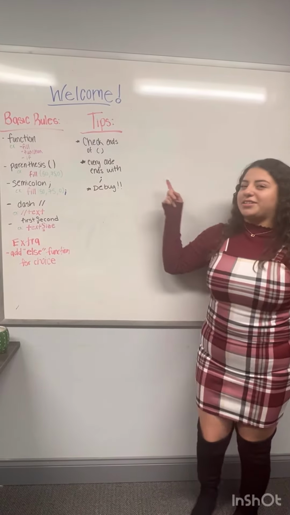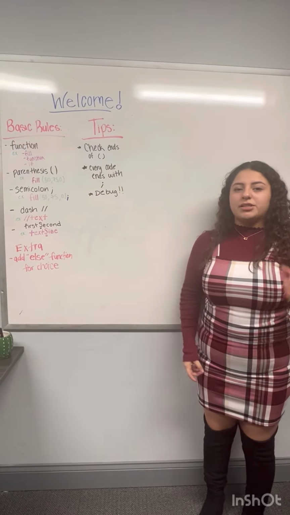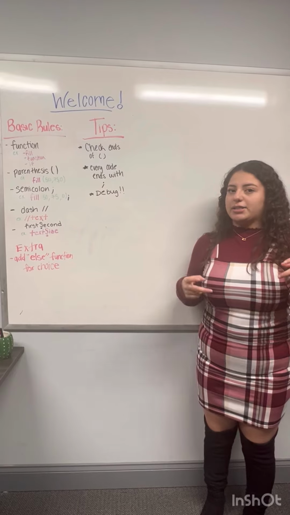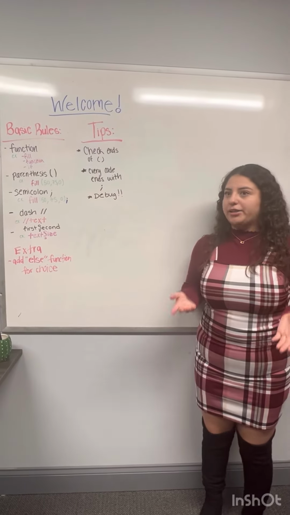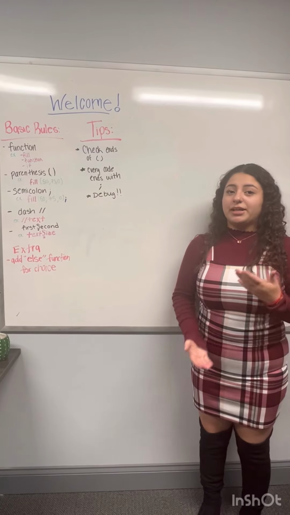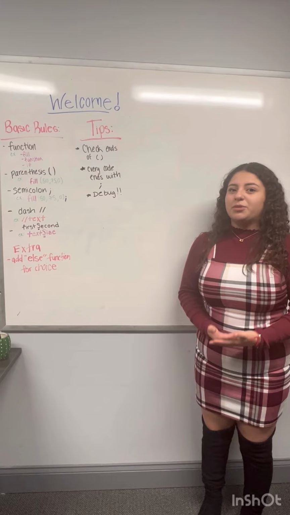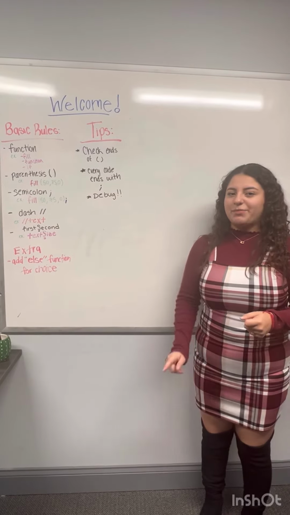Next, we're going to go off to the tips. When you have a parentheses, make sure it ends somewhere else. If it's two, make sure you have two ending parentheses, or else it's going to appear as an error again. And always make sure to have a semicolon, because it's really common to forget a semicolon and it can appear as an error to make your code not work. So make sure to always run and make sure you have a semicolon.